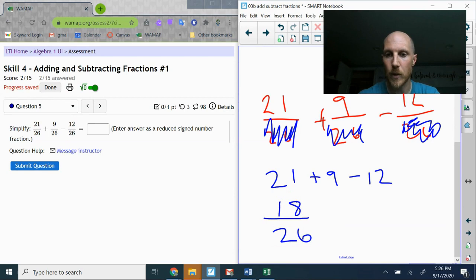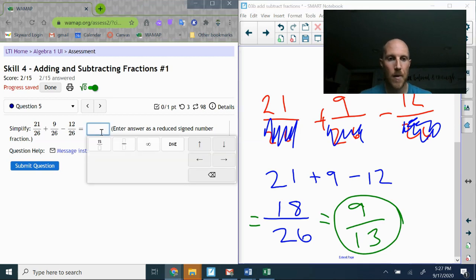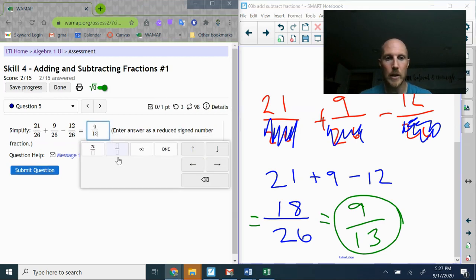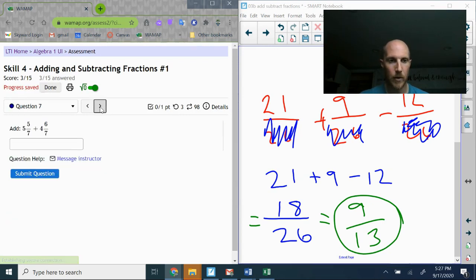So let's see if we can get this to show up. Okay, equals. So what number could we divide 18 by and 26 by? I can use the same number both times and come out with an even result. We'll go in an even amount of times. Looks like 2 is the only thing that's going to work. 18 divided by 2 is 9. 26 divided by 2 is 13. So 9/13. Yay!